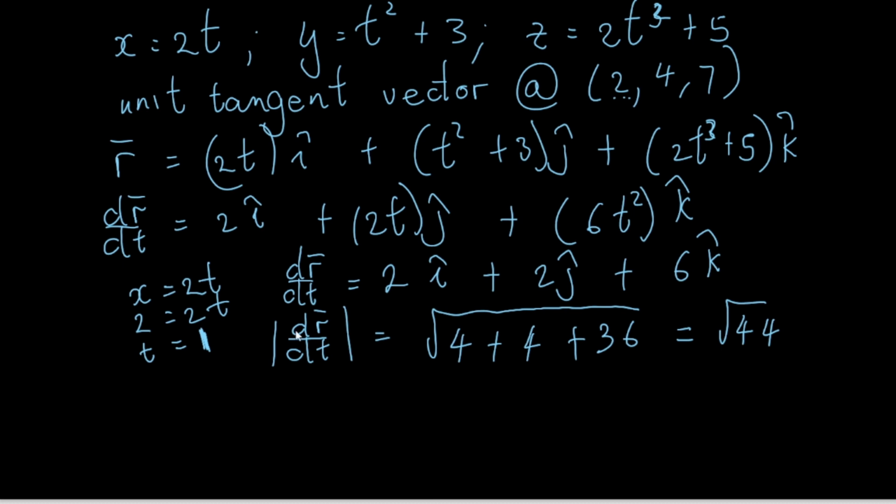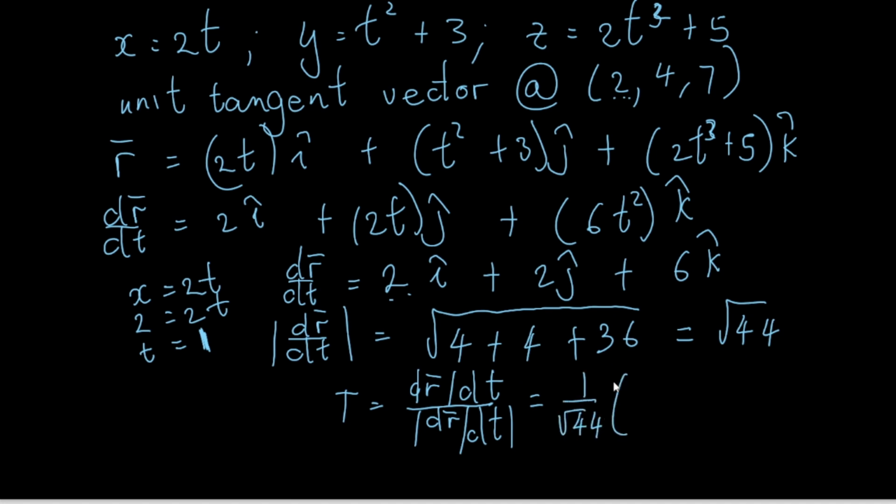So if we were to now find our unit tangent vector, T is equal to dr/dt divided by the magnitude of dr/dt. Then this is just equal to our vector multiplied by 1 over the magnitude. So we would simply have 1 over root 44 times 2i plus 2j plus 6k. We could simplify it further. We could take out 2 as a common factor and that sort of thing. But this is just to illustrate the point.